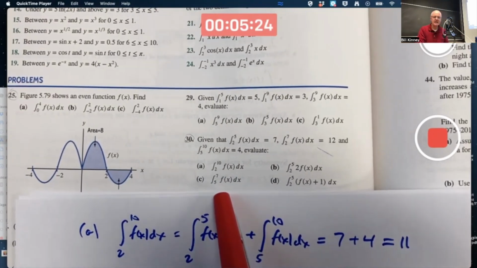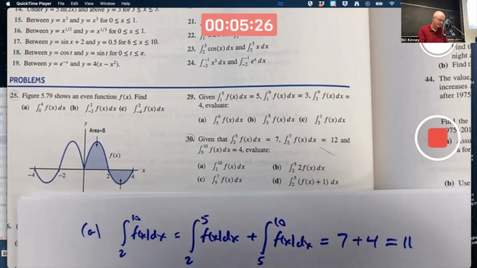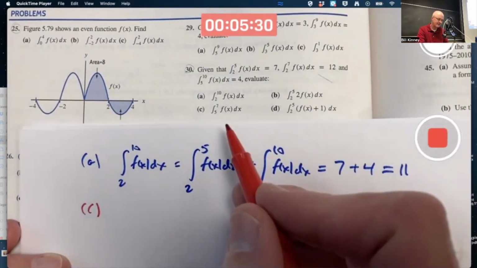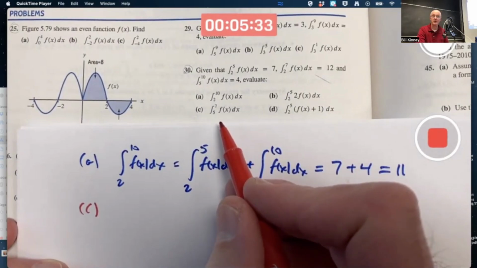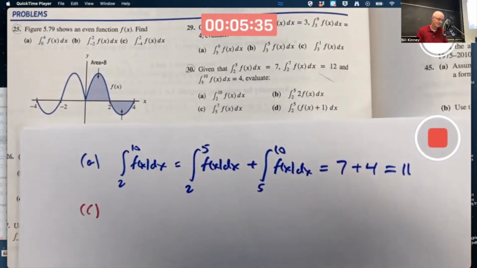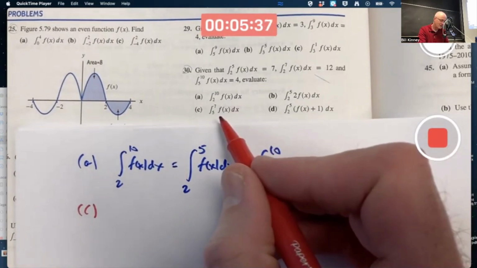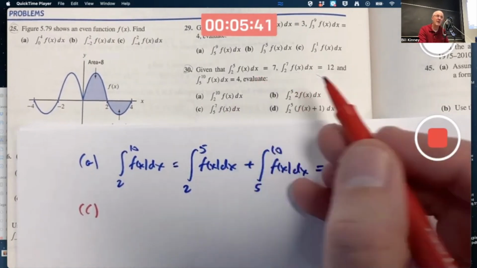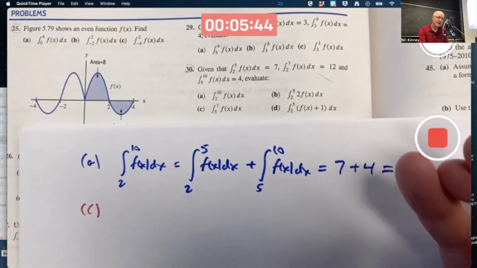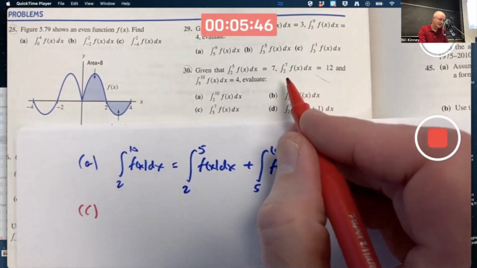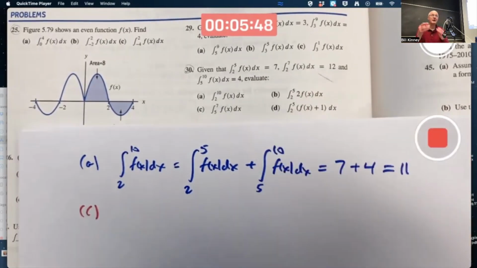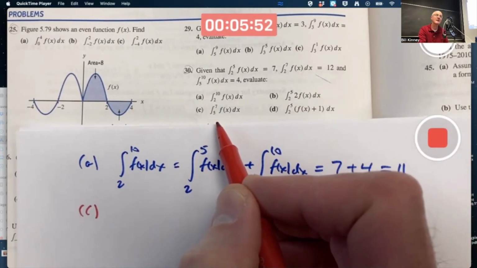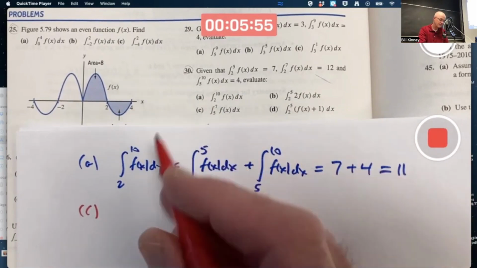Let's skip to part C. Part C is a little bit trickier. In part C, we're supposed to try to figure out the integral from 5 to 7, a smaller interval instead of a bigger one. What should I use? I know the integral from 2 to 7 and 2 to 5. Are those helpful? Yes, but again, it's kind of tricky. The interval from 2 to 7 can be broken up into two pieces, from 2 to 5 and from 5 to 7, based on the integral we're trying to find.